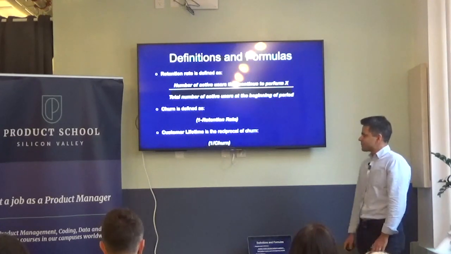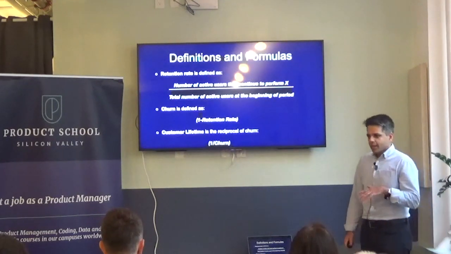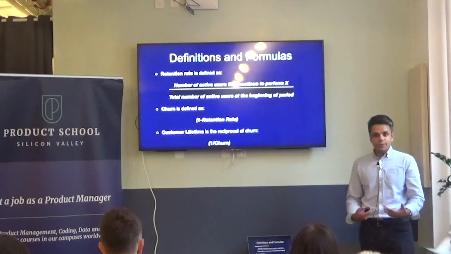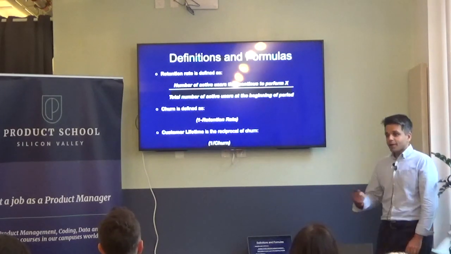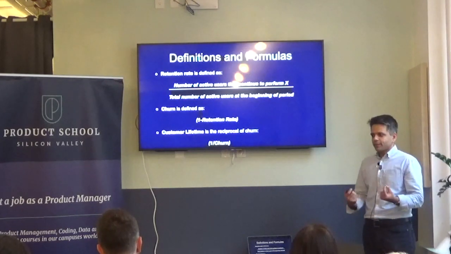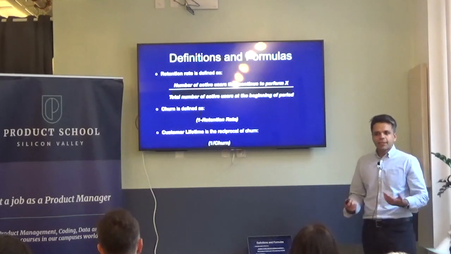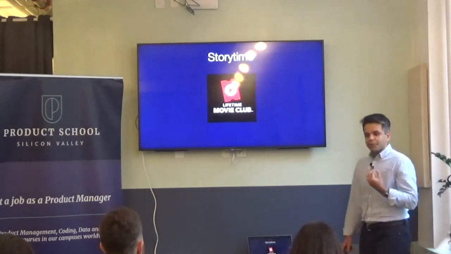And then another concept is customer lifetime. So this is really a shorthand of how you can gauge how long somebody is staying with your product. So for example, if we had a 10% churn, you do 1 divided by 10%, and that's 10. If it's 10% monthly churn, that means your average customer will stay with you for about 10 months. So I'm going to tell you a story about a product I worked on.